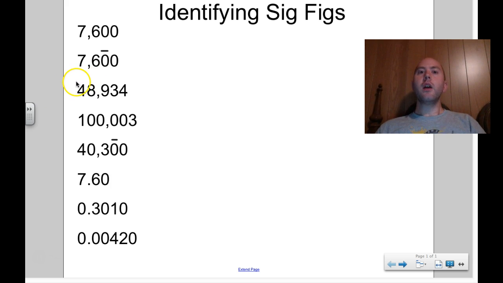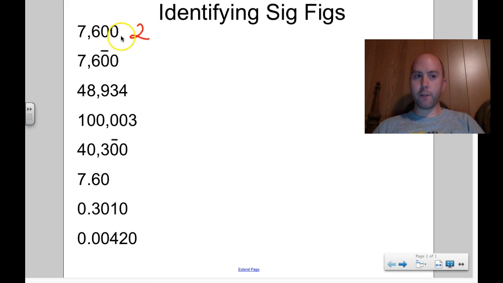The very first rule says every single digit that's a non-zero is a sig fig. So for example, in the first example right here, 7,600, there are two non-zero digits, the 7 and 6. Therefore, there are two sig figs. So again, these zeros don't count. Rule number one states all digits that are not zero are a sig fig. That's the easiest rule. Now, the other three rules are all about zeros.